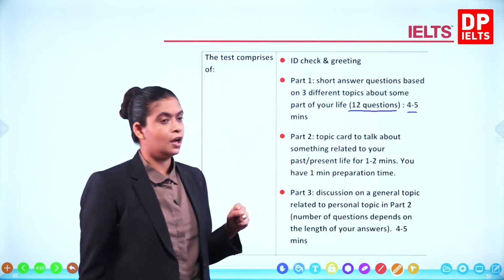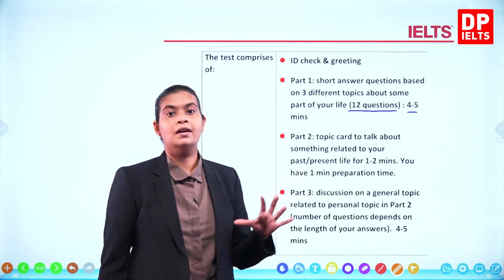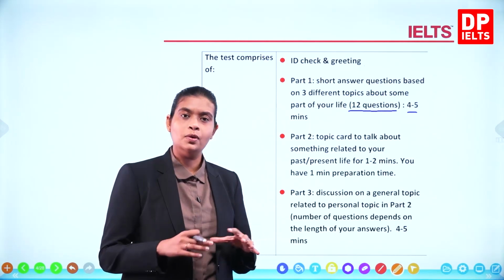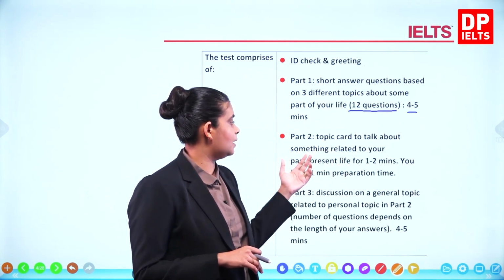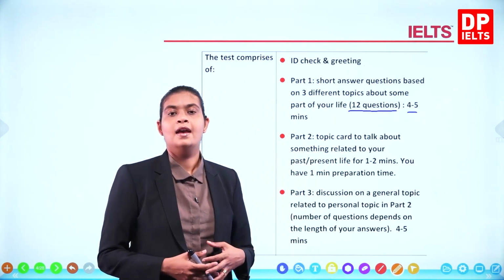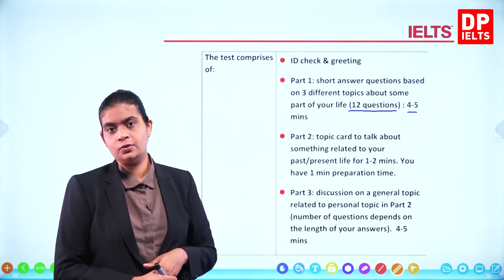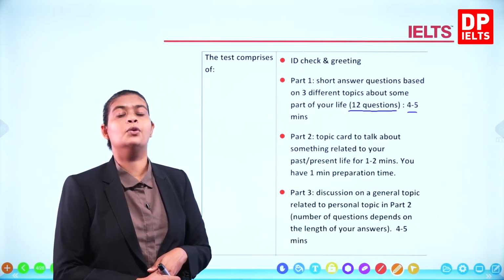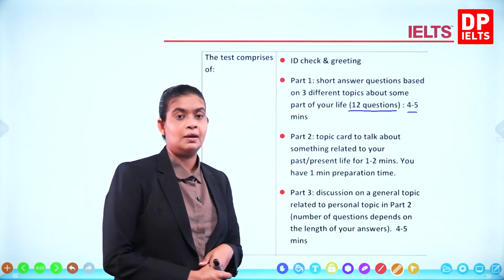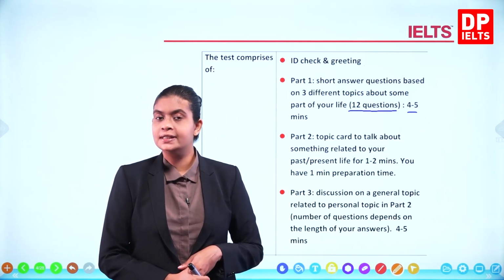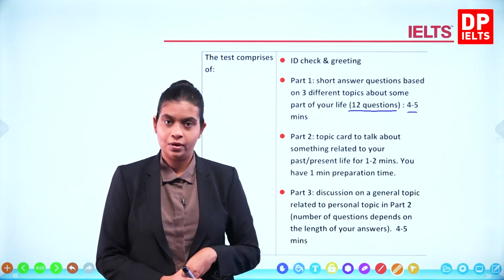Next, we have part 2. Now, part 2 is a topic card. That means they give you a specific question. They give you a topic, something related to your past or present life, and some bullet points to guide you as to what you need to talk about. Then they will give you 1 minute to prepare, and a paper and a pencil to jot down some points. When 1 minute is up, your examiner will tell you to start talking.